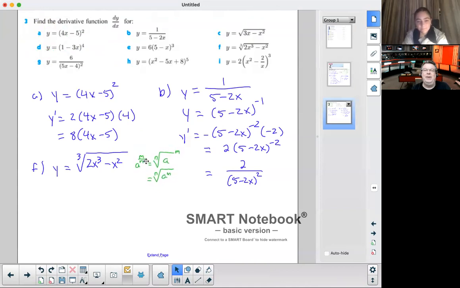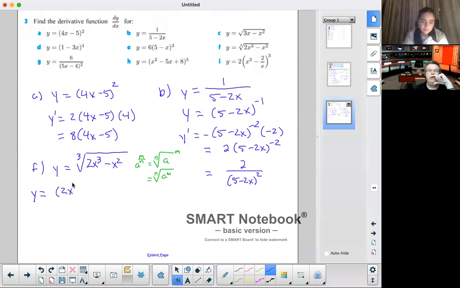So this is what we're going to do here. We're going to have to write this as a fractional exponent before we take the derivative. So go ahead. N is 3. Excellent. M is 1. Okay, so 2x cubed minus x squared to the power of 1 over 3. Very good. So anytime, if all you have is a 4th root, a 5th root, a 7th root, whatever, and there's no, this is 1, you can immediately write it as the argument in here to the 1 over whatever root you're taking.